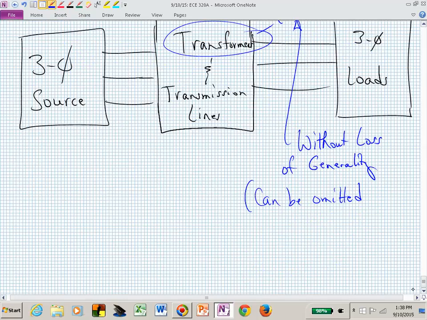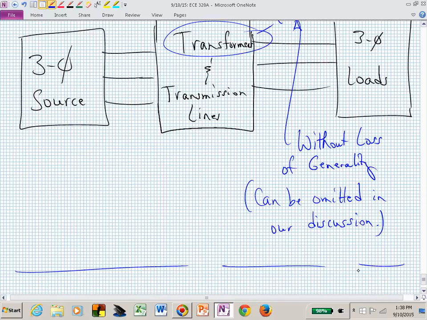The transformers can be omitted in our discussion. Really what we will have is a source, a three-phase source or three-phase sources. We will have transmission lines, which might be represented by resistors and inductors. And then we will have loads that we will try to service or accommodate.